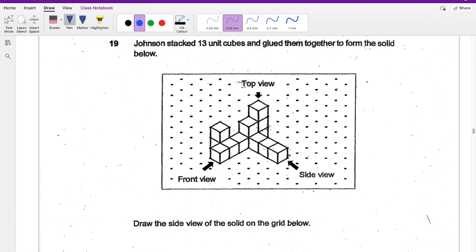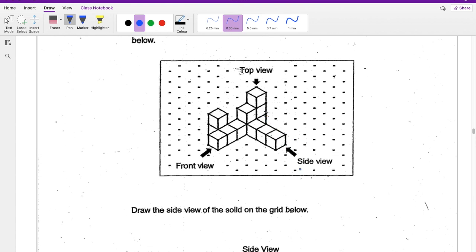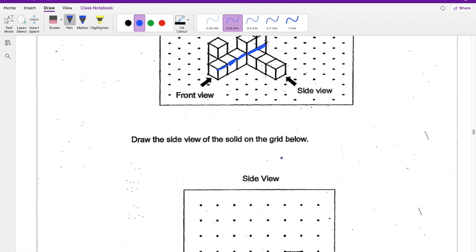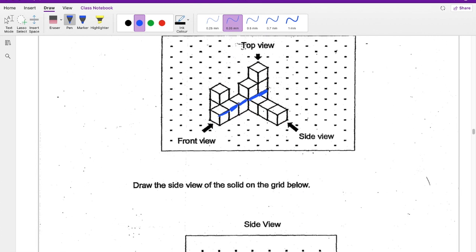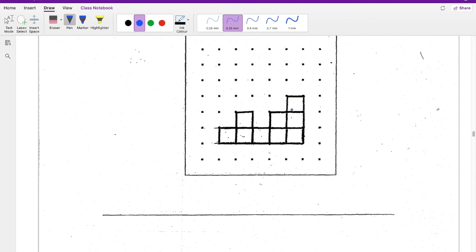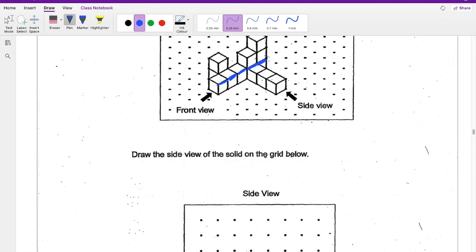When we see from this side, there is this part. This one has 3, then the second one has 2, the third one has 1. This has 2 and this has 1. So we write 3, 2, 1, 2, 1. So here is 3, 2, 1, 2, 1. This is the side view.